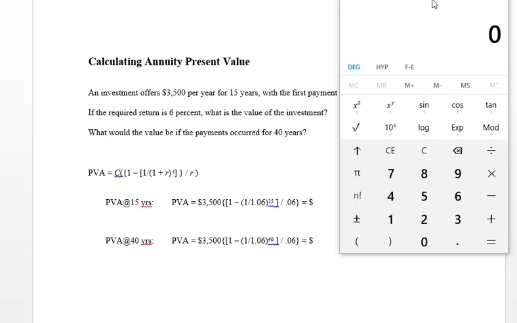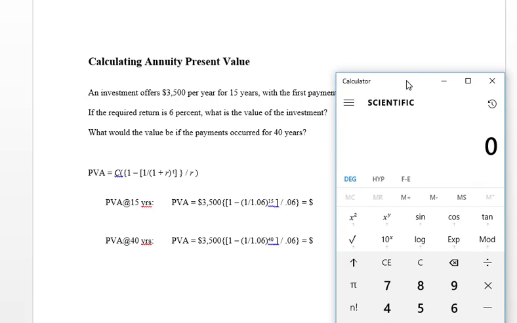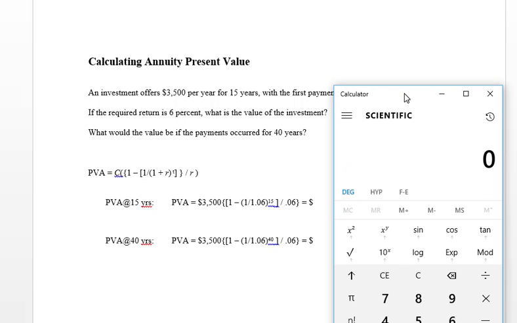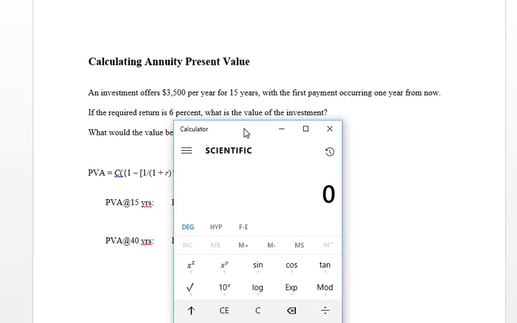We are in the Principles of Finance class looking at the valuation of future cash flows. We are in a problem set for calculating annuity present value, or the present value annuity, either way you like to say it. So here's the problem.